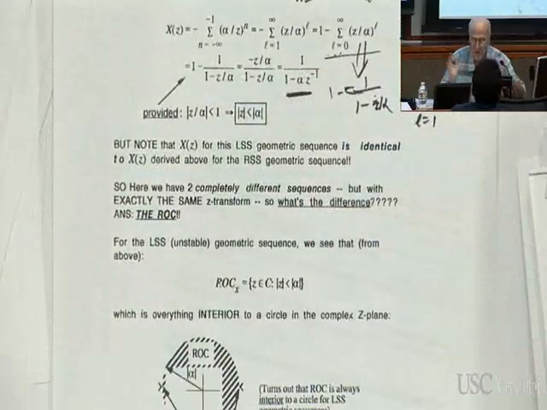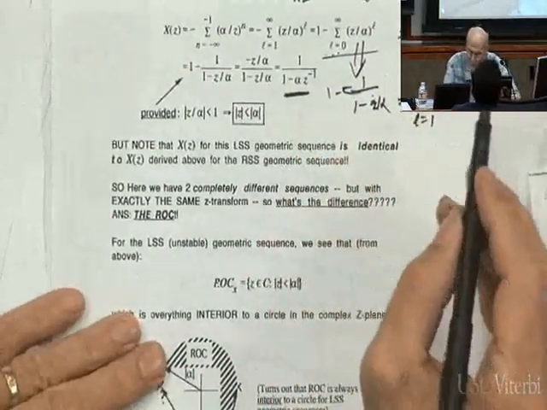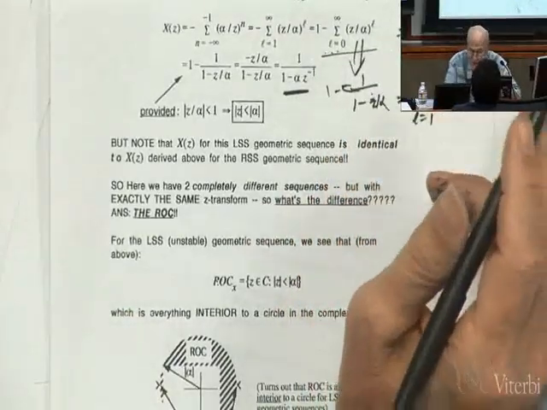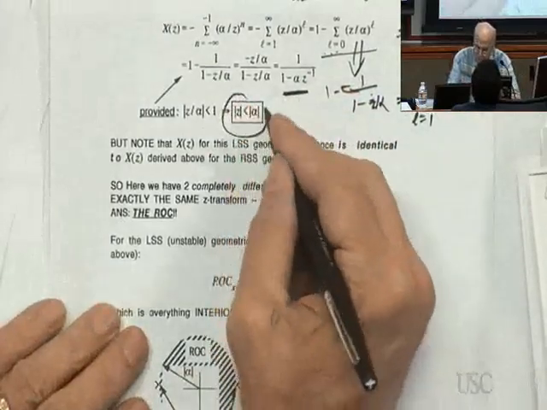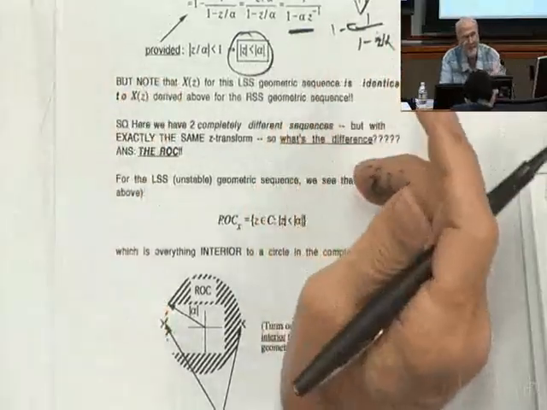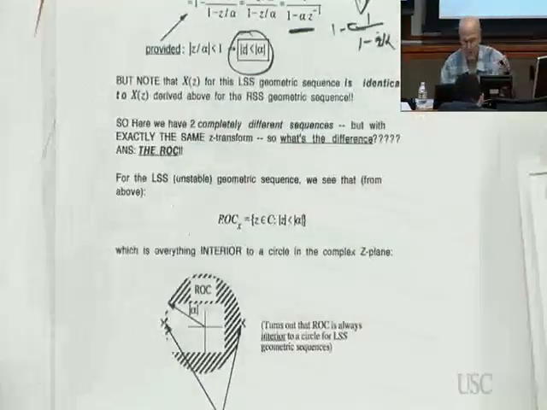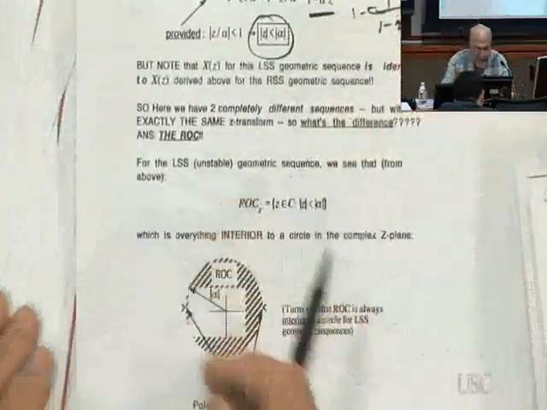So what is different in these two sequences? What is different is the region of convergence. For this case, for this thing to converge, the magnitude of z over alpha has to be less than 1, which implies that the magnitude of z is less than the magnitude of alpha. So this is everything interior to a circle. So the right-sided geometric sequence, exterior. This left-sided geometric sequence, interior.